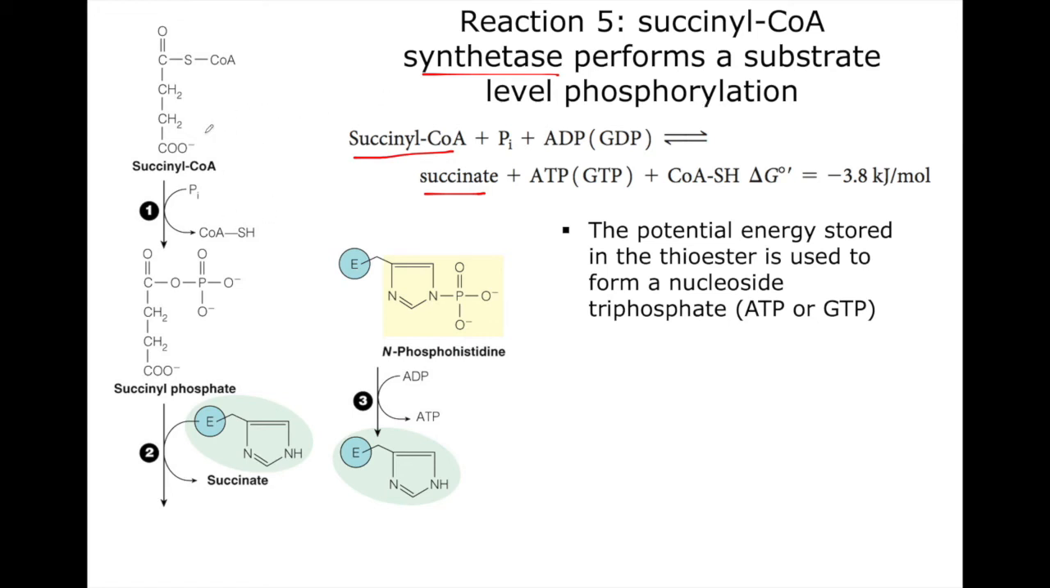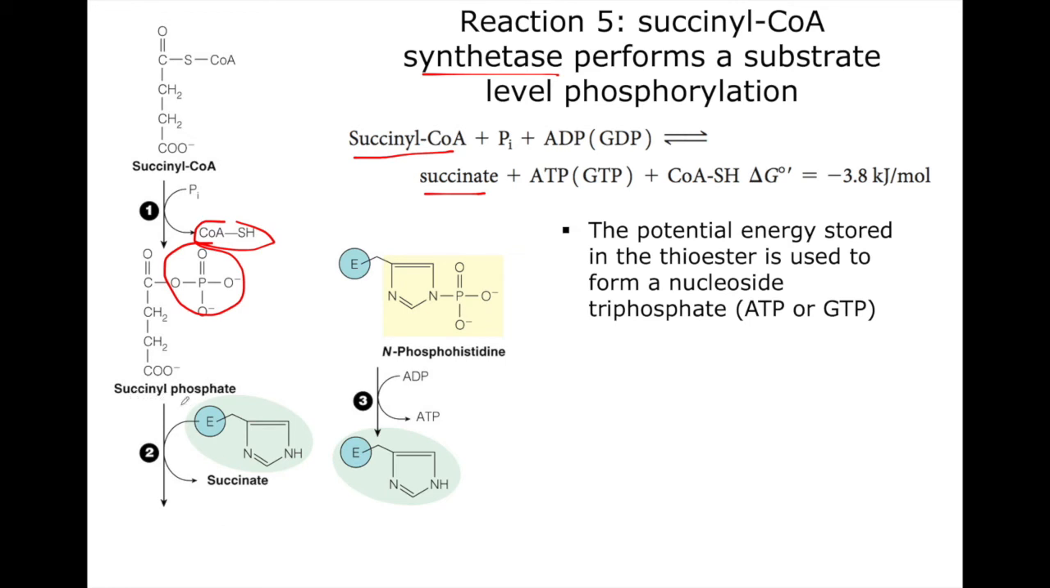So if we look at this overall mechanism here, we have succinyl coenzyme A, and we're going to cleave off that coenzyme A. Now again, that's very exergonic, and that energy is coupled to adding a phosphate group onto our succinyl group. Adding a free phosphate directly is very endergonic. That energy comes from the hydrolysis of that coenzyme A thioester, and it's coupled to adding a phosphate onto the succinyl intermediate to form succinyl phosphate.